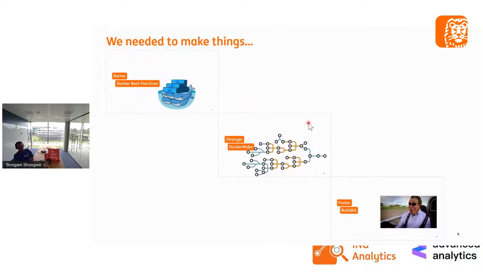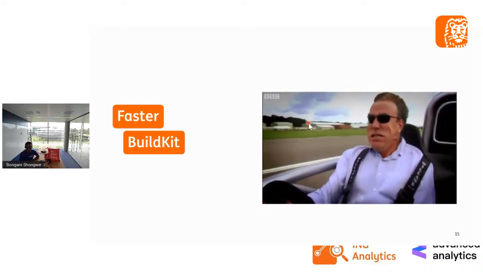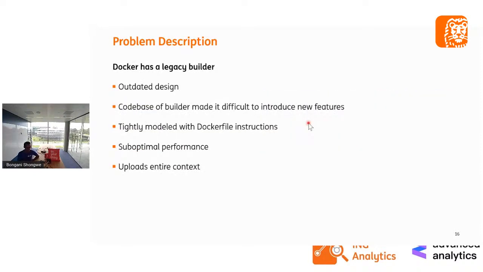Now, the next step we needed to go, as Jeremy Clarkson would say, faster. So to go faster, to improve our Docker build speeds. Not many might know, but the Docker builder, which comes with Docker, is quite a legacy builder. It has an outdated design, and the code base of the builder made it difficult to introduce any new features. So every time there's a new Docker release, there weren't that many innovative features.